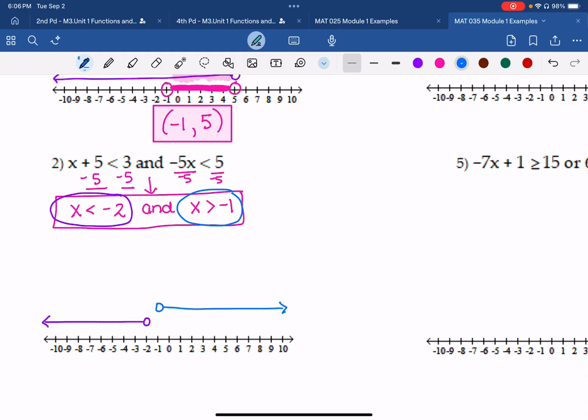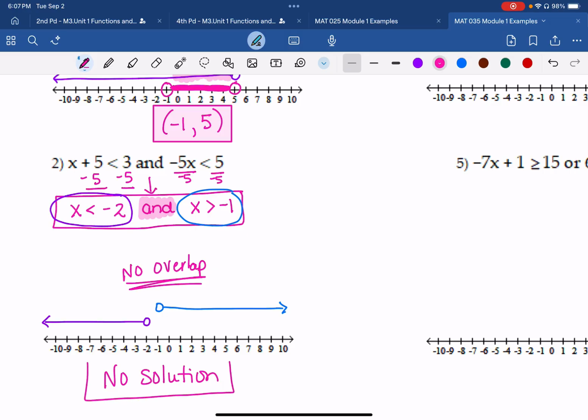Now, this is an and inequality, so I've got to find where they overlap. But if I look at this graph, there is no overlap at all. Since there is no overlap, there is nowhere that both of these things are together. There's no solution that falls into both categories. So the answer is no solution. There's no place that both of these are going to be true. For your answer, you would simply put no solution.